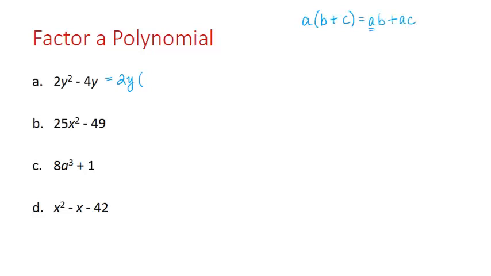So I'm looking at this a as the common factor, and the b plus c is what remains after I divide by a. So if I divide 2y squared by 2y, I'm just going to get y. And negative 4y divided by 2y gives me 2. And if you need to write those out explicitly, you can certainly do that. And I can always check factoring by multiplying it out. If I distribute the 2y through, I should get exactly what I started with.